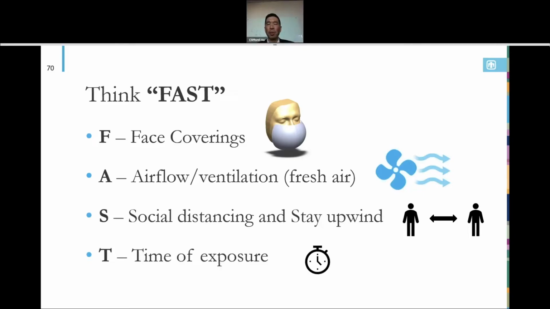We saw that, of course, with increased time of exposure, you get increased dosage. That can also increase your probability of infection. So think FAST and be doing your part to stay safe in the ongoing pandemic.